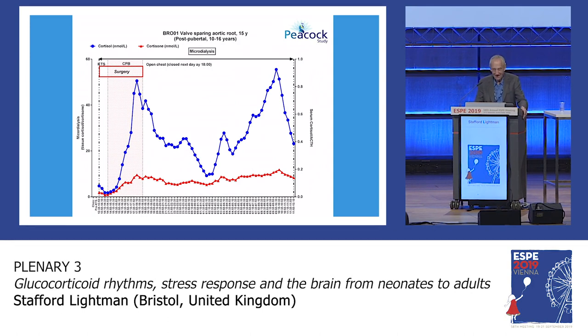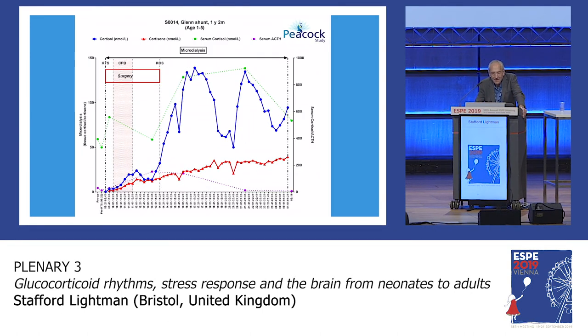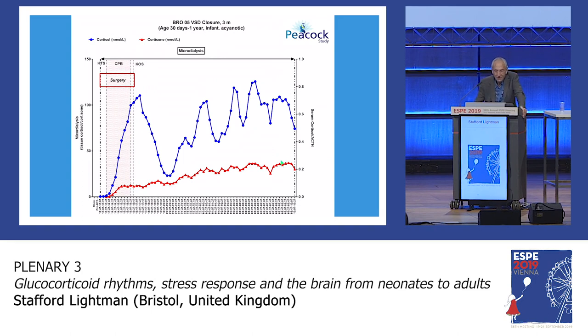But that's a 15-year-old. This is a 1-year-2-month-old having a Glenn shunt. You'll see, again, these huge pulses of cortisol after surgery. You can see the smooth increase in cortisone. This is a 3-month-old child who's having a VSD closure. And you see, again, these huge pulses of cortisol and this slowly increased levels of cortisone.